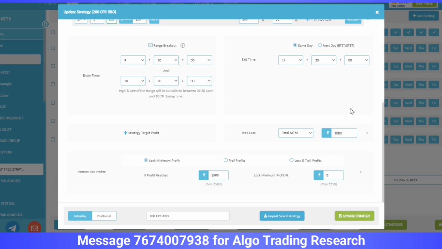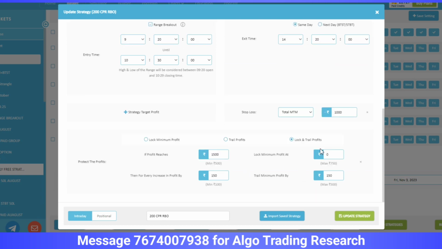Now, apart from that, you can also use the feature of lock and trail profit. Lock and trail is an important feature that I prefer to use every time. I do not trade option buying strategies without the lock and trail feature or without a trailing stop loss. Either use the lock and trail feature where you are locking the profit. Let's say for every 1500 rupee profit, you are locking the profit at 0 rupees, and for every 1500 rupees, you are trailing the profit by 1500 rupees here, right? So this is one case where you should be looking to keep the lock and trail.